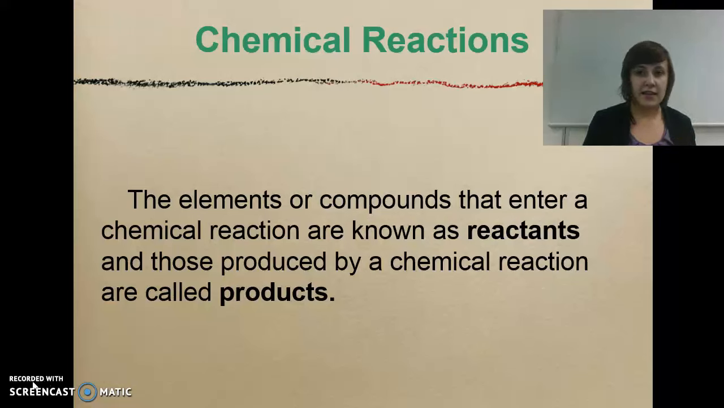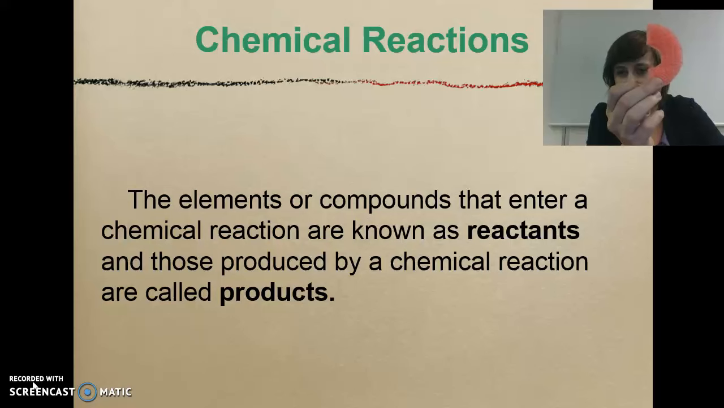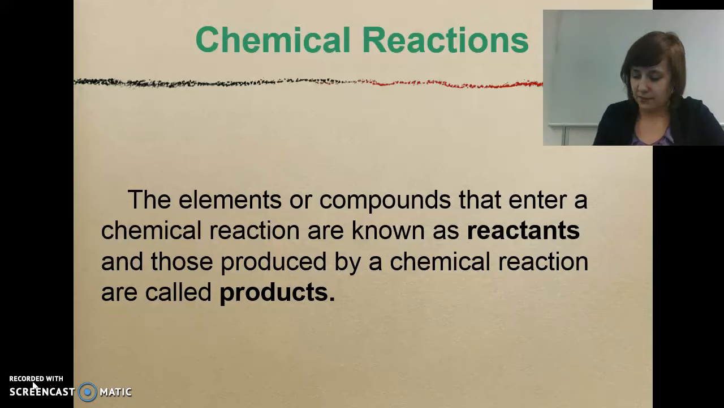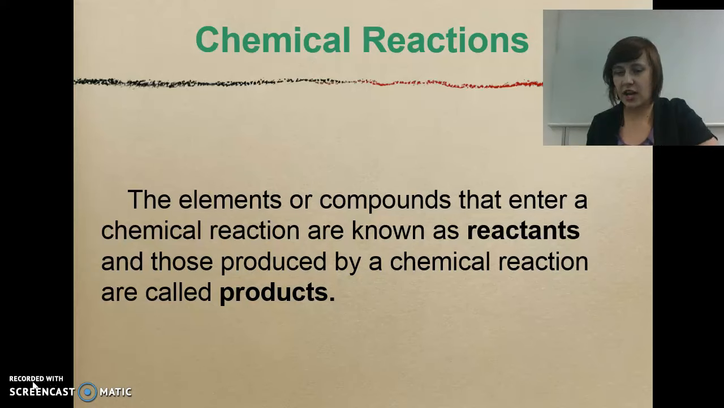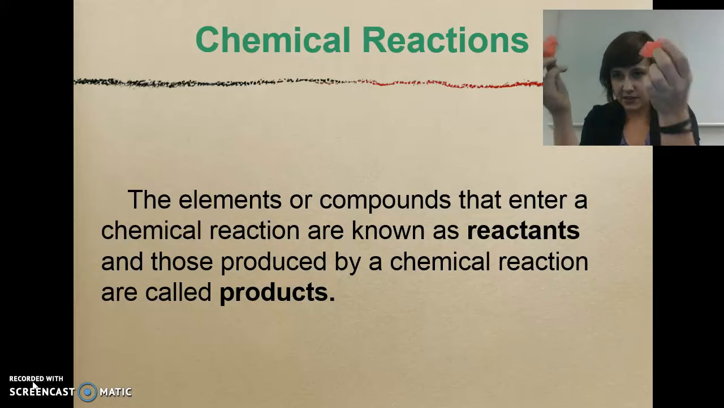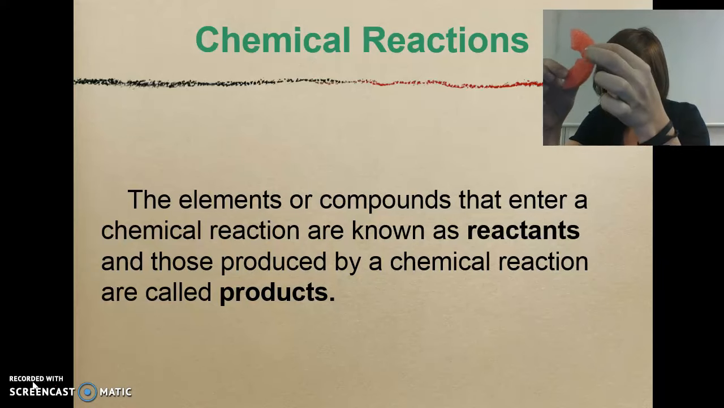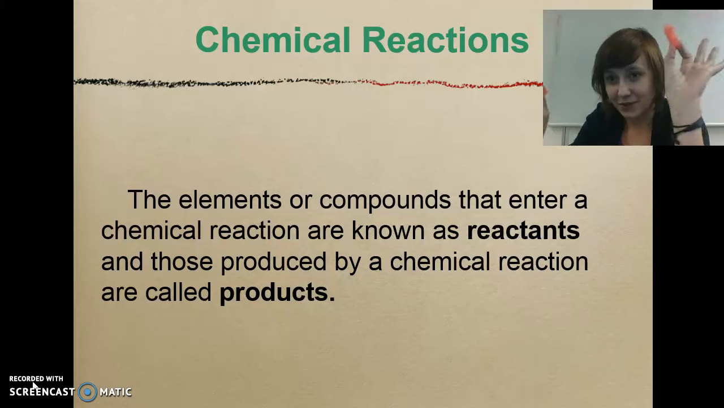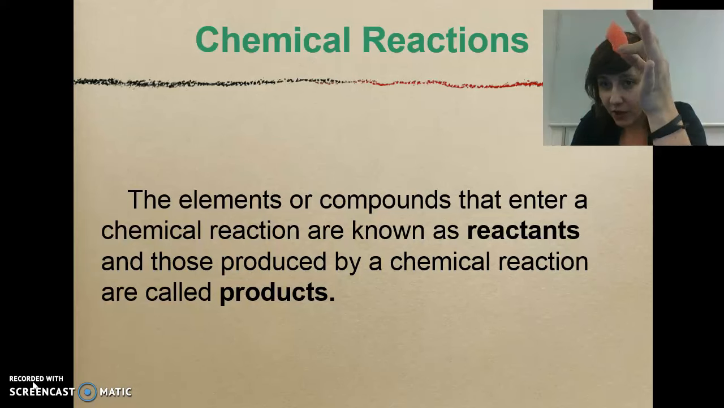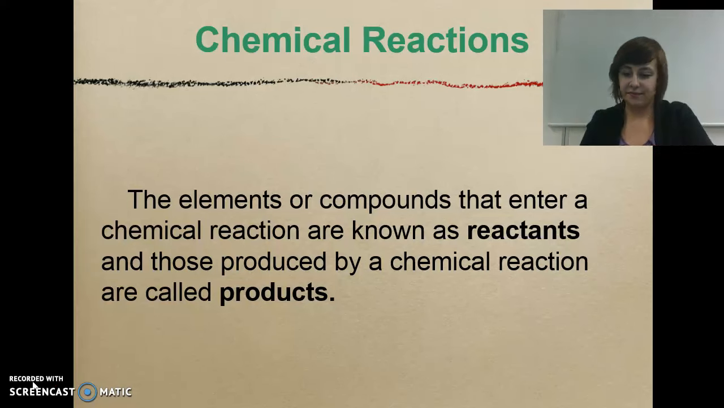Things that are going into a reaction are known as reactants. A reactant is what goes into a reaction. In this case, we've got this little red C. This is going to be our reactant. When it goes into the reaction, it looks like this. After everything in the reaction happens, you get a product. So in this case, we've broken down our little C. Reactant is when it's together, product is after, and it's split apart into two pieces.